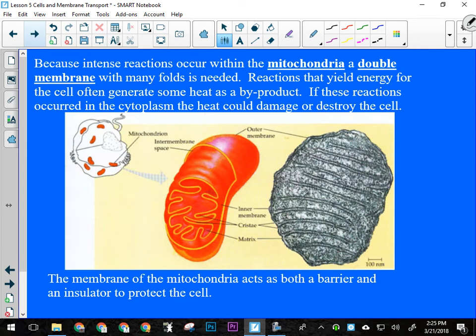Right. Then we have the mitochondria. So the mitochondria is where cellular respiration occurs. Okay, so we might want to write cellular respiration. Okay, that's kind of the complex way of saying it burns sugar for energy.